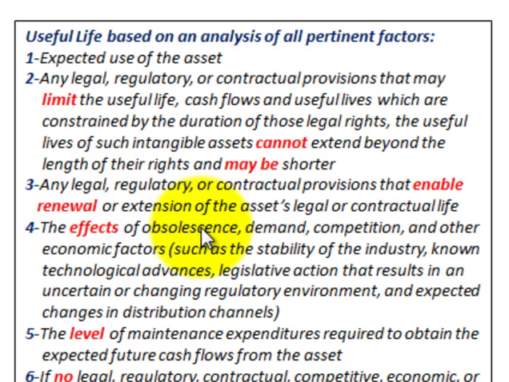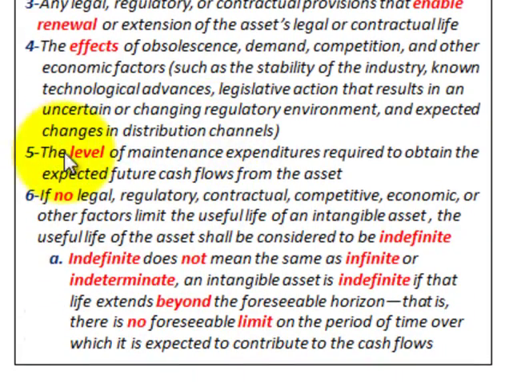Point 4, the effects of obsolescence, demand, competition, and other economic factors such as the stability of an industry, known technological advances, legislative action that results in an uncertain or changing regulatory environment, and unexpected changes in, say, the distribution channels. Point 5, the level of maintenance expected or required to obtain expected future cash flows from the asset. And point 6, if no legal, regulatory, contractual, competitive, economic, or other factors limit the useful life of an intangible asset, the useful life of the asset shall be considered indefinite.